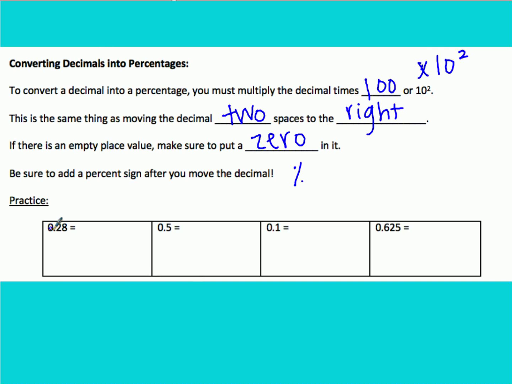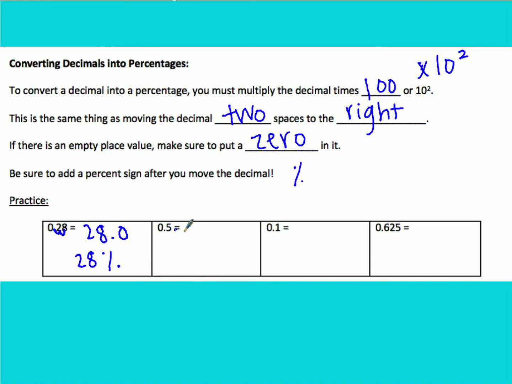So to practice here, we have 0.28. When I move my decimal 2 spaces to the right, I get 28 as my number. Now my decimal is technically right here, so that would be 28.0, but we know that's just the same as 28, and then we add our percent sign, so 28%.